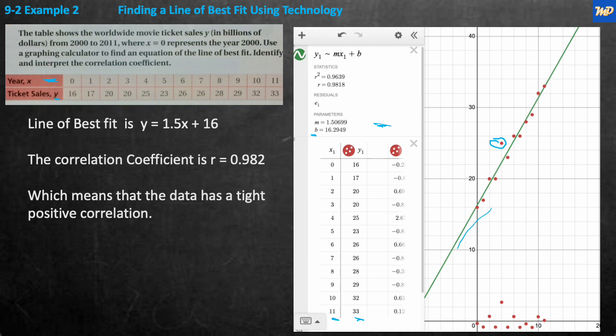That's very close to 1. And since it is a positive number, you know that the slope is going up. Okay? So that's kind of important. So we now know all that information. Okay, it has a tight correlation.